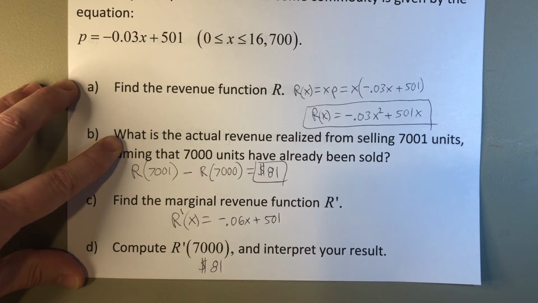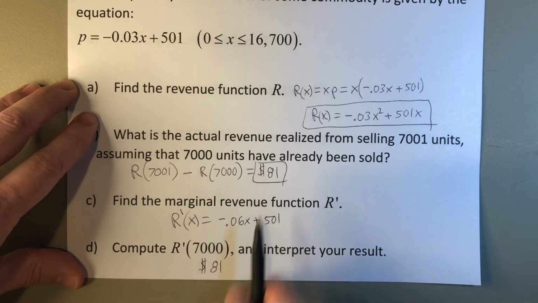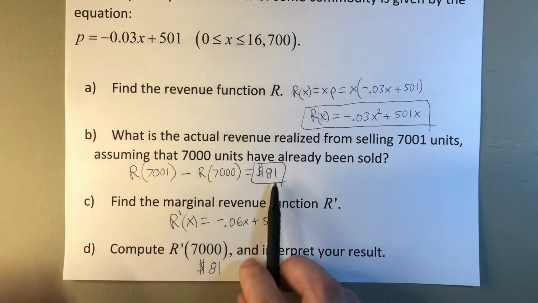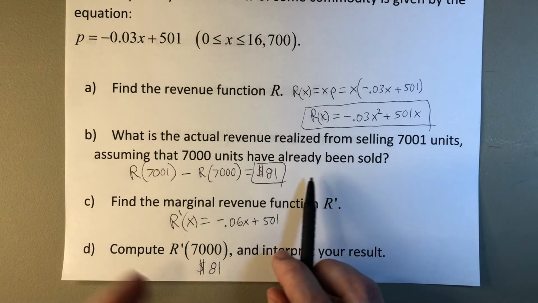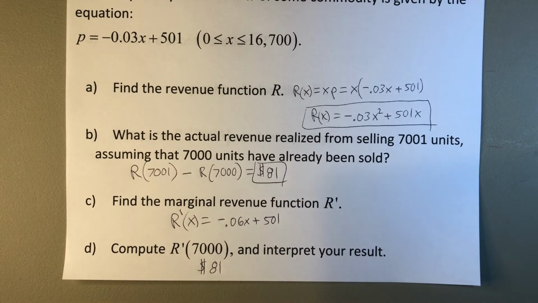Okay? Well, what's this mean? Interpret your result. This means that the actual revenue realized from the sale of the 7,001st unit is equal to $81. And note, they are the same. Now, if you went out to the nearest cent or tenth of a cent, it may be slightly different, but they're going to be awful doggone close. Okay.